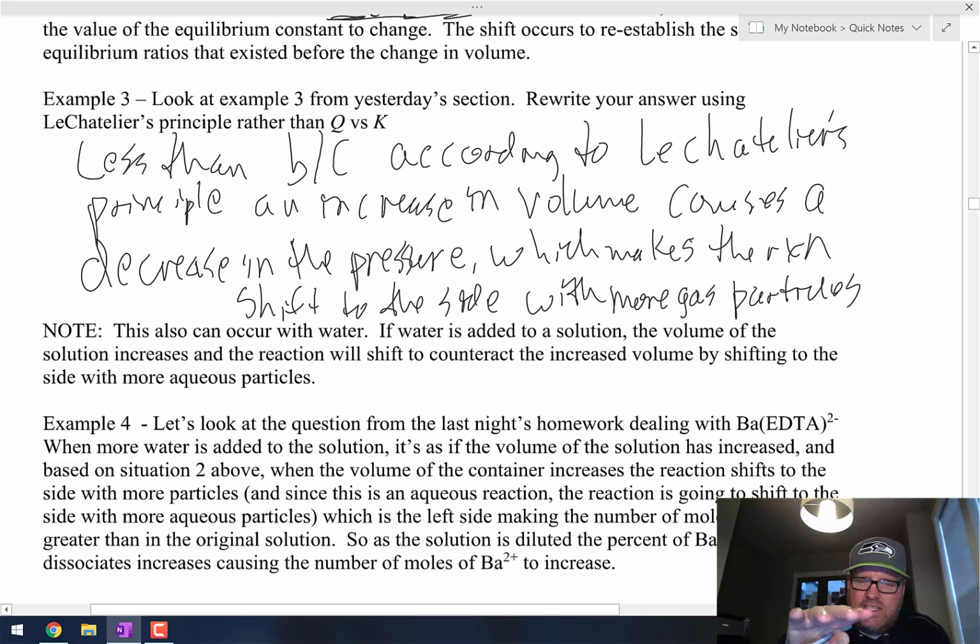What happens if you let some of the water evaporate? Now the volume of your solution goes down. It's going to shift to the side with fewer aqueous particles.